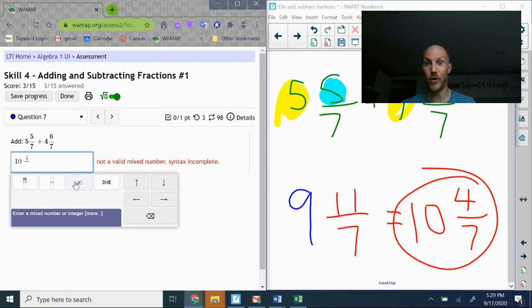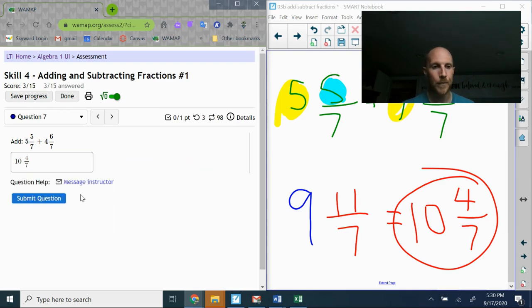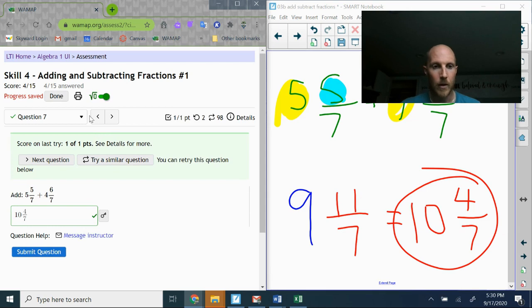So if I were to hit enter and then submit this right now, it's going to be wrong just because I haven't finished typing it. So that's all that little error message right here. That's all it means. So once I finish typing the fraction, it goes away. Yay, submit. All right, cool.